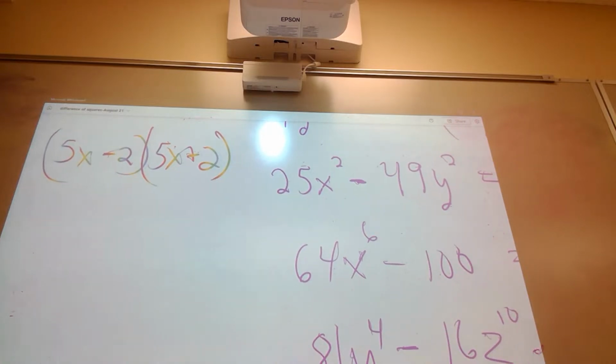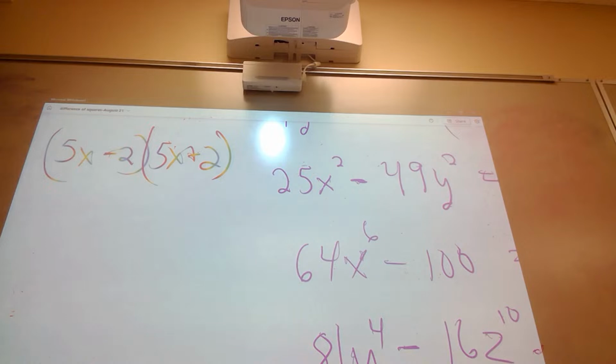81y to the 4th minus 16z to the 10th. So remember, when we add exponents, x to the a times x to the b is equal to x to the a plus b. That's why we got x to the 6 for x to the third for our square root of x to the 6. So you're taking the square root of 81, the square root of y to the 4th, the square root of 16, and the square root of z to the 10th.